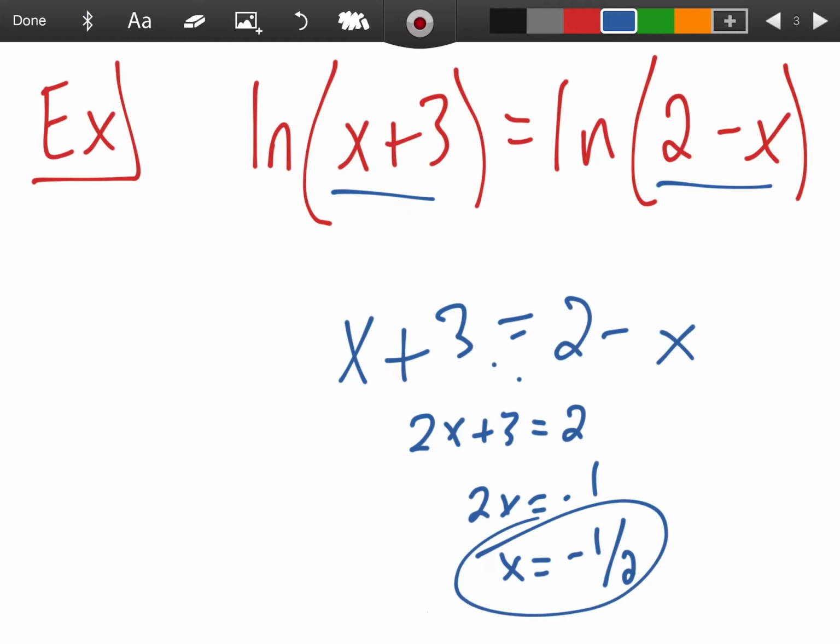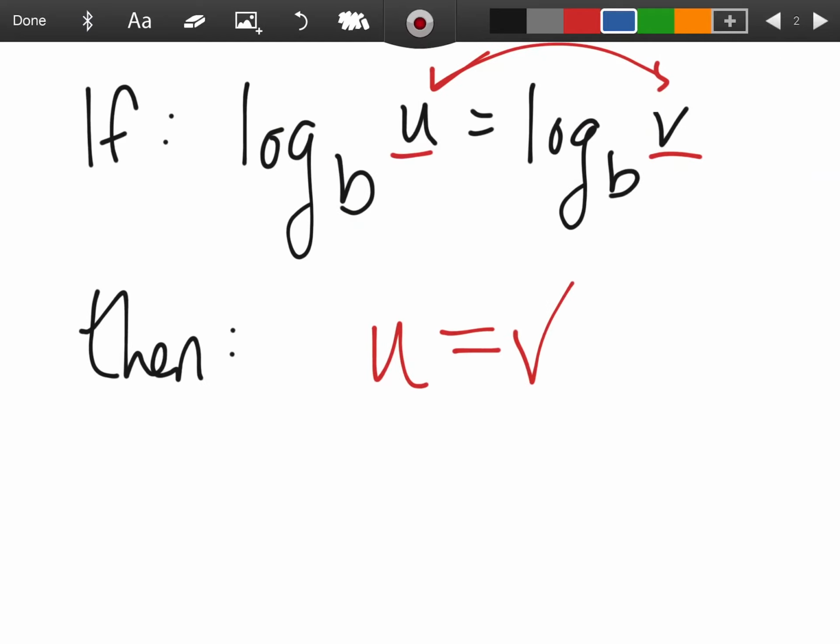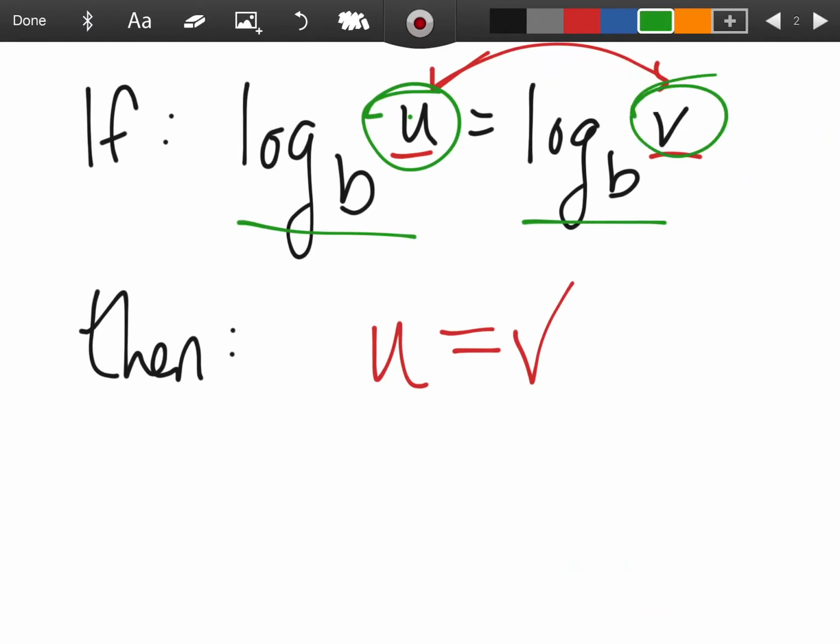If you were to plug that back in, you would see that you get the natural log of 2.5 equals the natural log of 2.5. Yeah, of course, that's going to be true. All right, so again, as long as on each side you've got the logarithm with the same base, you can just take whatever's in parentheses, set them equal to each other, and solve.